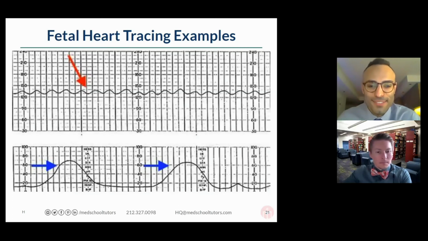Excellent, so I'm starting to see already, that was quick. Sinusoidal, sinusoidal, sinusoidal. Excellent job. So this is a sinusoidal pattern in a fetal heart tracing. Now to take it to the next step, what is that really concerning for with respect to the mother?